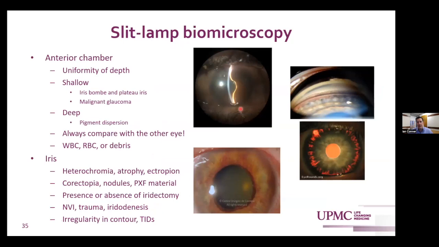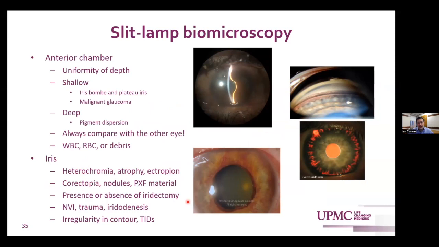And then we're going to look in the anterior chamber. Here you see an example of iris bombé in a patient with uveitis, plateau iris, malignant glaucoma. I don't have an example of. This is an example on the right of pigment dispersion syndrome. So you see this densely pigmented trabecular meshwork here and a concave peripheral iris. You always want to compare the two eyes when you're looking in the anterior chamber with or without gonioscopy, and you're looking for any kind of cell or debris in the eye.